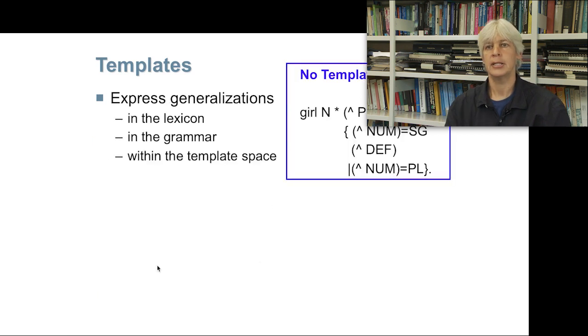Okay. Templates are very good for expressing generalizations. In the lexicon, in the grammar, and within the template space, you can use them all over the place, and you should be using them all over the place. So here, to the right, is an example without a template. Something like girl is a noun. It has a predicate girl, number singular, definite. It should be definite, or it could be plural.